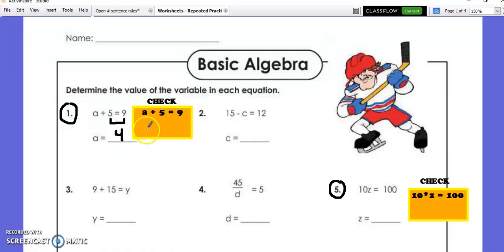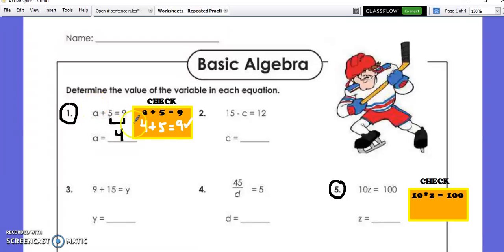Now, because we're a little bit new at this, I also want you to check every single one. So you're going to rewrite the open number sentence exactly how it's written on the line here. A plus 5 equals 9. And you're going to replace the a with what you believe a is equal to, which we believe is 4, so 4 plus 5, which in this case equals 9.